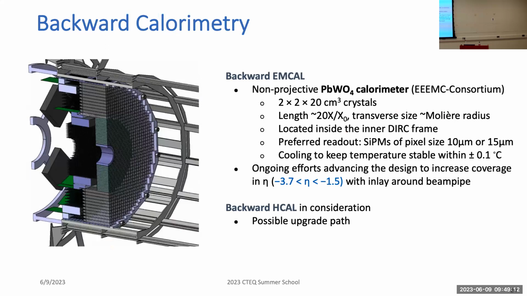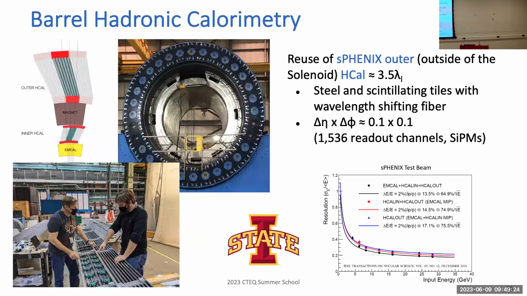I'm going to zip through some of these a little bit. This is just the backwards electromagnetic calorimeter. It's made out of these non-projective lead tungstate crystals. I showed some things about the lead tungstate crystals in yesterday's lecture. The barrel H-cal, I showed this because I was the level 2 manager for this for CFNS. I love this picture because this is my student, Noah Applegate, sort of patiently waiting for me to go away so we can get back to work.